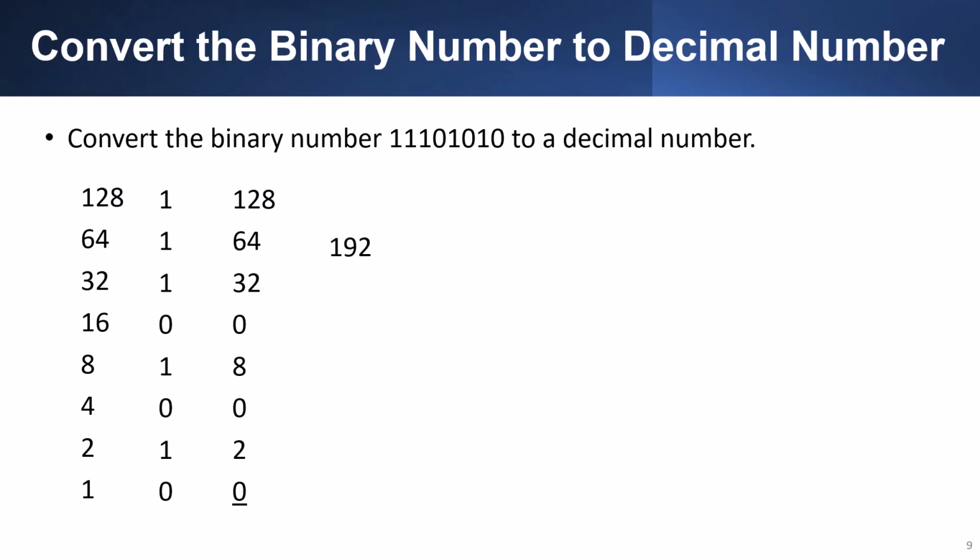128 plus 64 equals 192. You then add 32 to the 192 and you have 224. You then add 8 to 224 and you have 232. Lastly, you add 2 to the 232 and you have 234. Therefore, 1110 1010 is equal to 234.